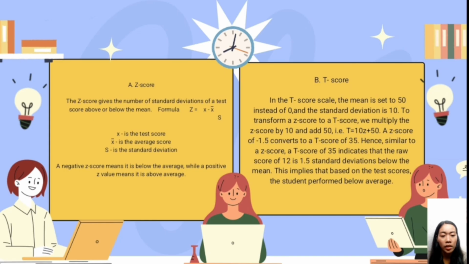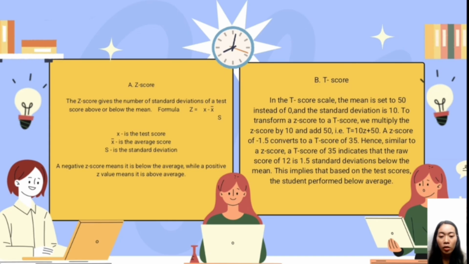So in a T-score scale, the mean is set to 50 instead of 0 and the standard deviation is 10. So to transform a Z-score to a T-score, we multiply the Z-score by 10 and add 50. So the formula is T is equal to 10Z plus 50. A score of negative 1.5 converts to a T-score of 35.